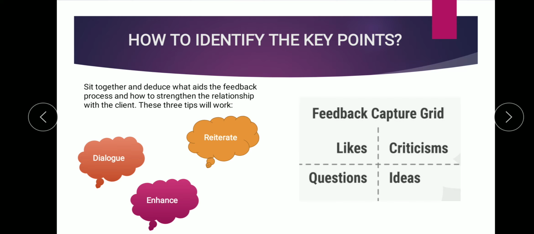So the feedback capture grid looks somewhat like this. It will be about the questions you asked the client, the likes of the client, the criticism of the client, or the ideas the client already has. For example, if you ask your mom about a particular problem she faces in her daily life, she might have an idea or two regarding how you can solve it. You need to consider those ideas of the client as well while ideating your solution.